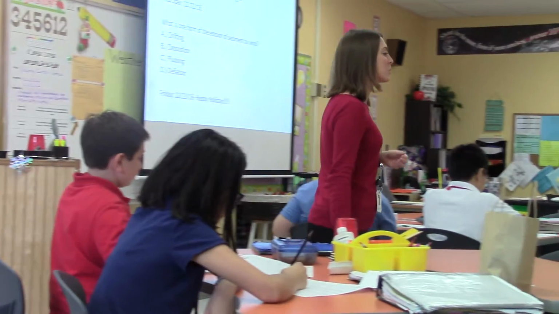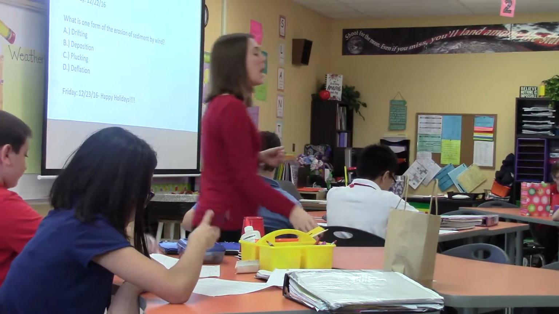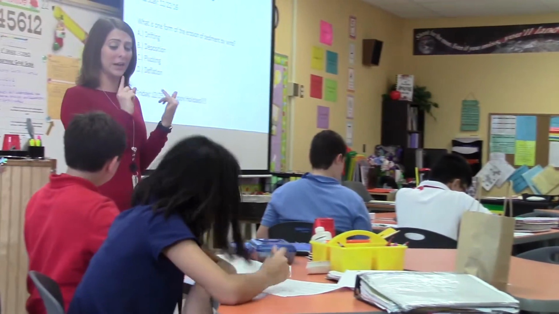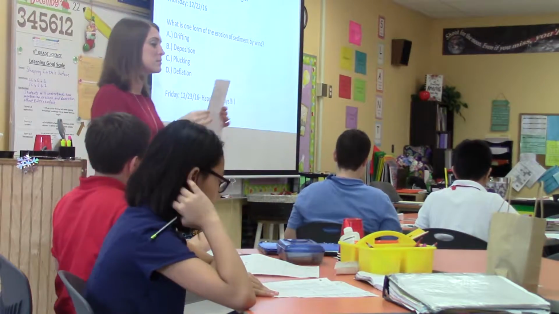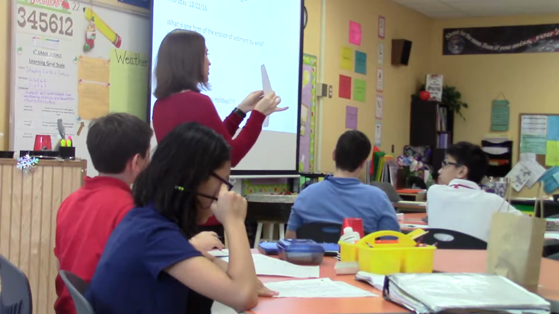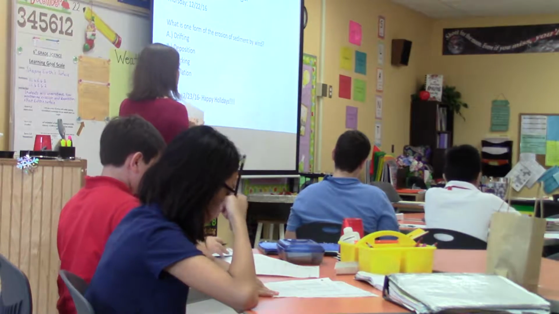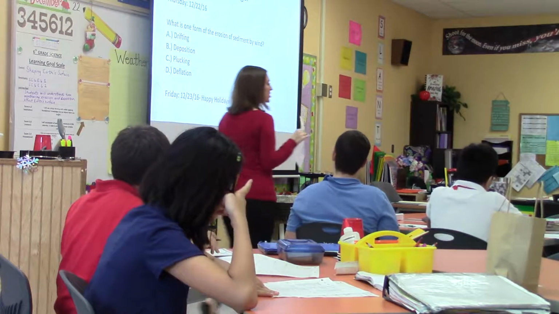So once you're getting done with your bell ringer, I would like you to take out your anticipation chart. Shaping Earth's surface, it looks like this. The top says shaping Earth's surface. And then open your notebooks to your scales.